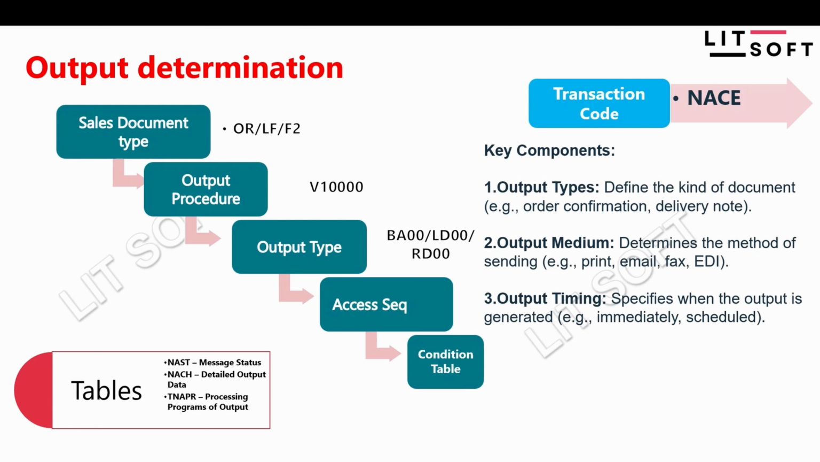This is the assignment which is assigned to sales document type. Here NAST, NACH, TNAPR are the output tables. And here is the description of the output types for different kinds of documents: order confirmation, delivery note, billing, wherever you want. Right now BRF plus is there. Earlier you could have smart forms and all, you can go ahead with that. And output medium: print, fax, as well as email, EDI. Output timing, whether it is immediate or scheduled or job, how you want to go for it.